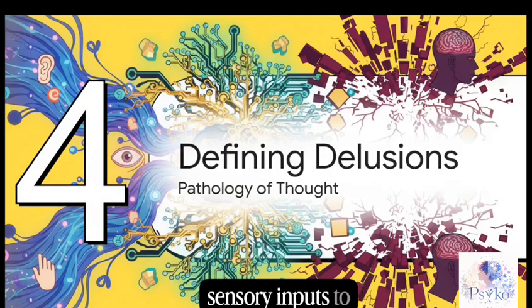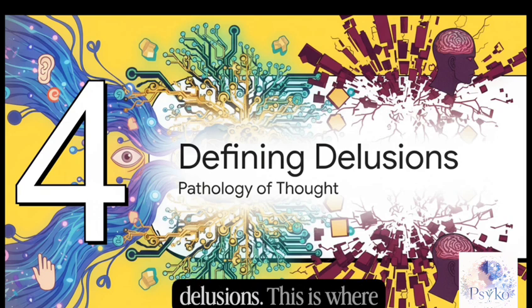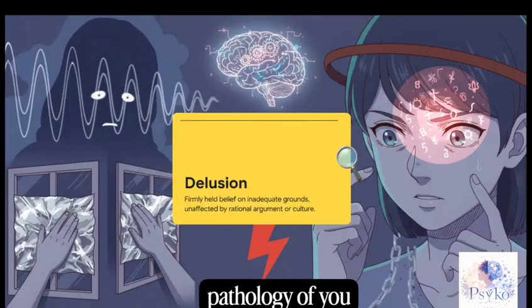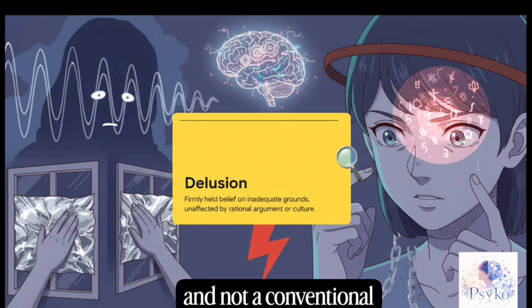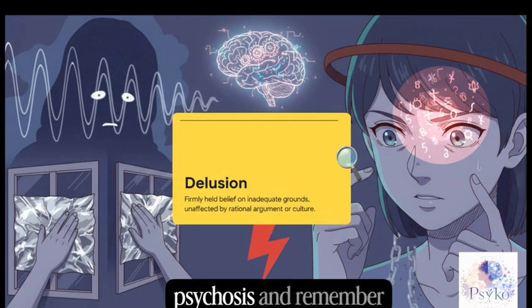Transitioning from sensory inputs to cognitive beliefs, we arrive at Section 4, Defining Clinical Delusions. This is where we encounter the true pathology of thought. You absolutely must know this definition verbatim. A delusion is a firmly held belief on inadequate grounds, not affected by rational argument or evidence to the contrary, and not a conventional belief expected of their cultural background. This is a cardinal symptom of psychosis, and remember, delusions dictate actions.